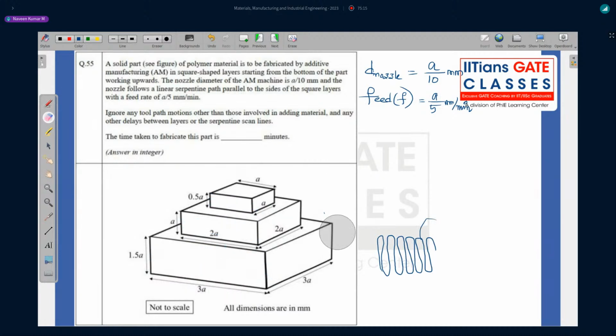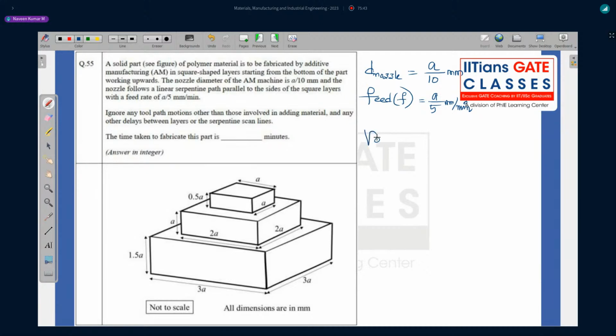So now what they are asking is, what is the time taken to fabricate? Simple question. What is the information given here? Diameter of nozzle is given, feed rate is given, and dimensions of the part also have been given. So if you want to find out time taken, as we have seen in metal casting, let's first calculate the volume, because volume is important, right?